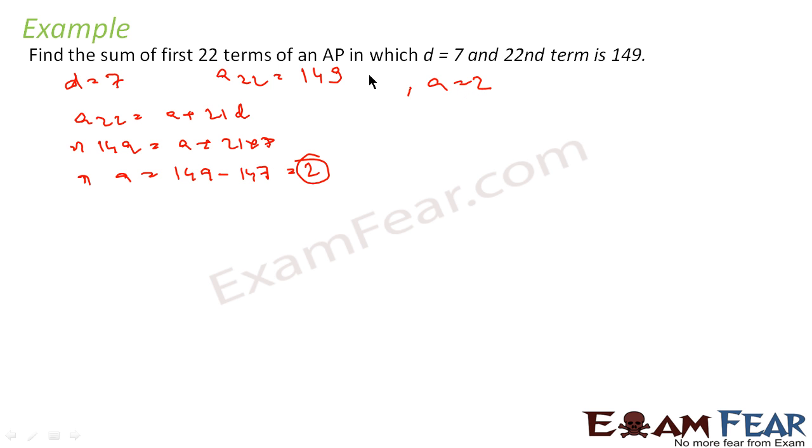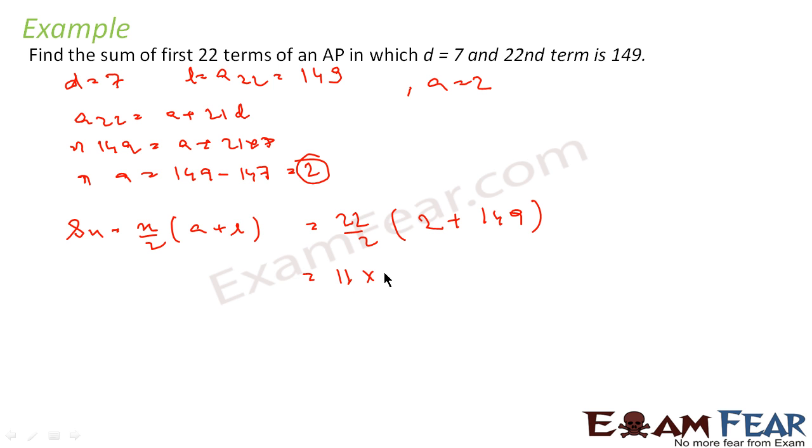We have a, we have n, and we have l also, because a22 is l. We can find the sum, very simple. Sn is nothing but n/2 (a + l). n is 22, so 22/2. a is 2, we just found. l is 149, given, because a22 is 149. This is nothing but 11 × 151, that is 1661, and that is my answer. So the sum of the first 22 terms is 1661. Very simple direct application of the formula.